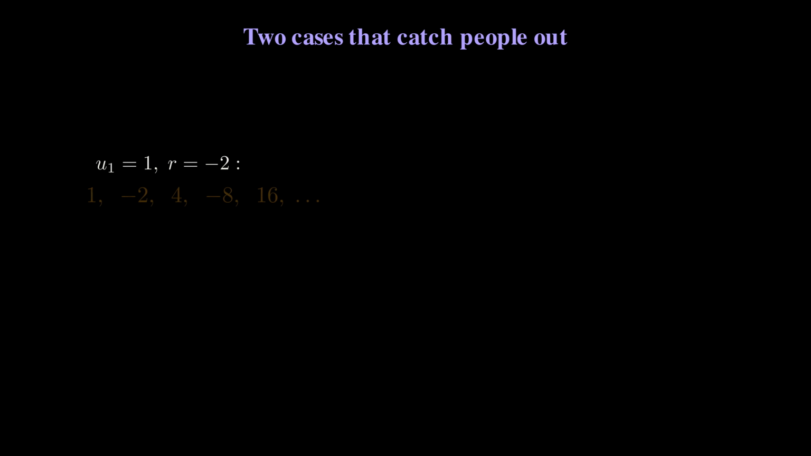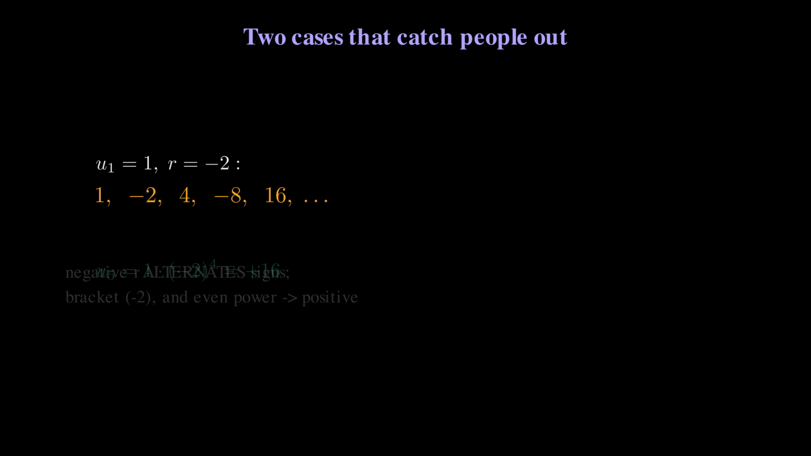Before the exam craft, 2 awkward cases worth meeting on your own terms. First, a negative ratio. Take u1 is 1 and r is minus 2. The terms go 1, minus 2, 4, minus 8, 16. The signs alternate, plus, minus, plus, minus. The nth term still works, but bracket the minus 2. u5 is minus 2 to the fourth. And an even power makes it positive 16.